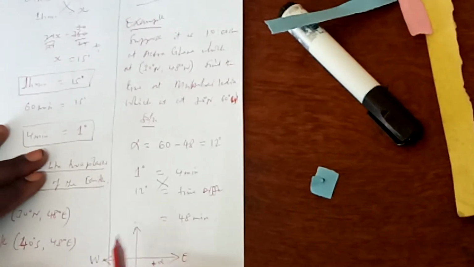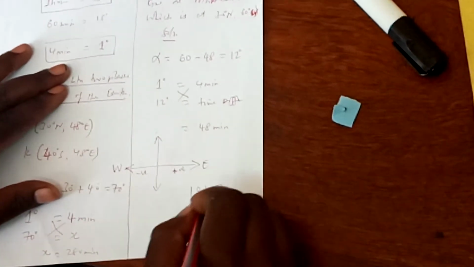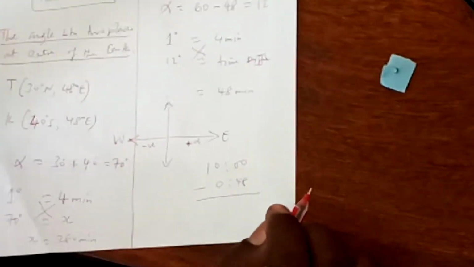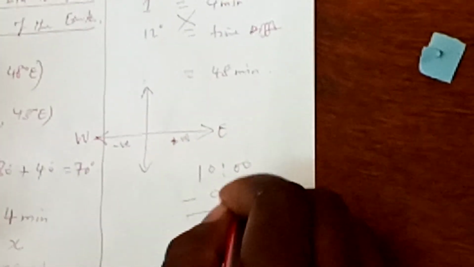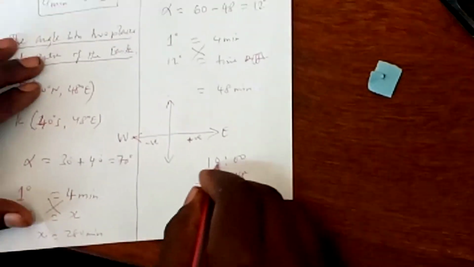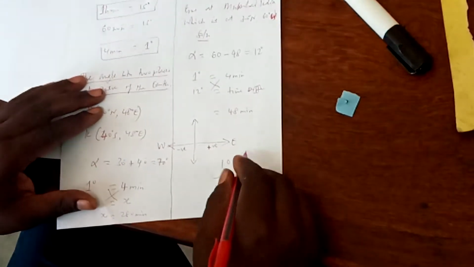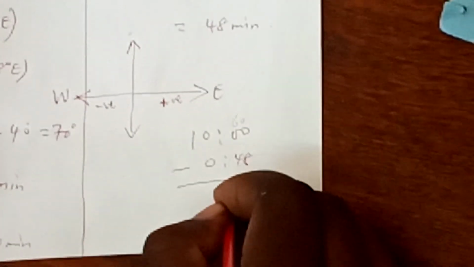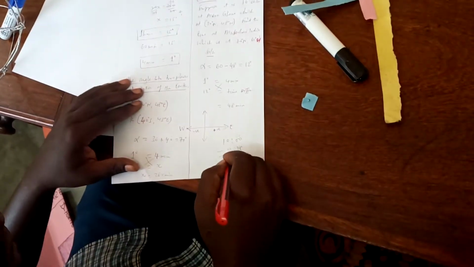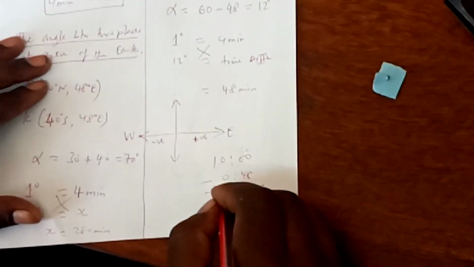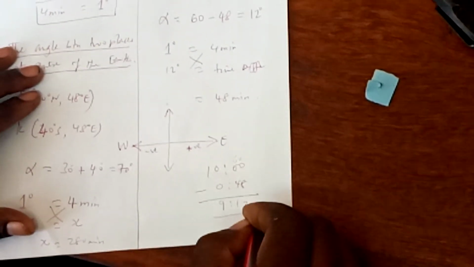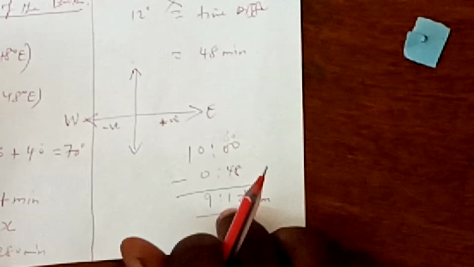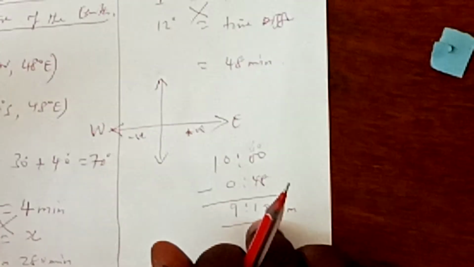Now, what was the time at Ghana? Time at Ghana was 10 a.m. So we take away 48 minutes. Why did we take away? Because we are moving to the west. So now if we take away, we borrow 1 hour, it becomes 60 minutes. Take away 48, we get 12 minutes. And here the remaining is 9, 9 take away 0 is 9. So it is 9:12 a.m. So if at Ghana is 10 a.m., then at Mumbai is 9:12 a.m., because it is 48 minutes back.